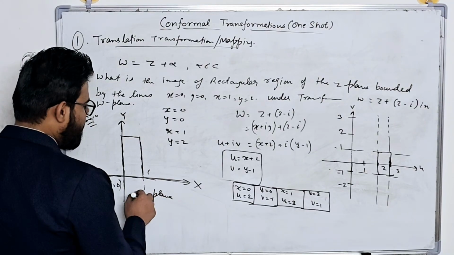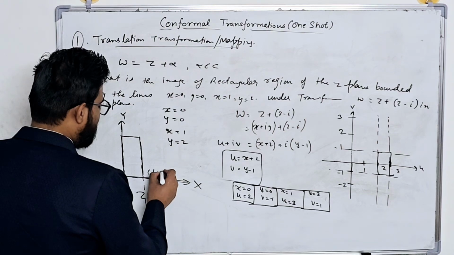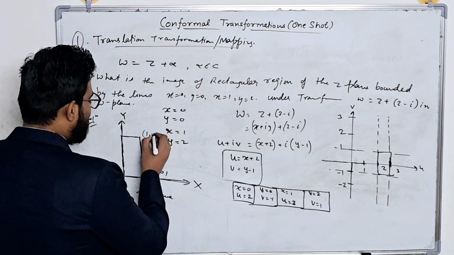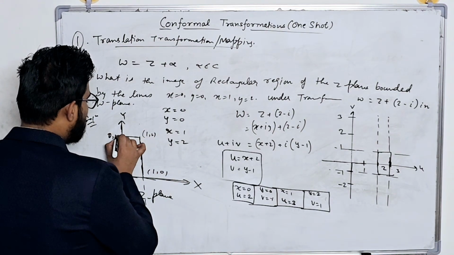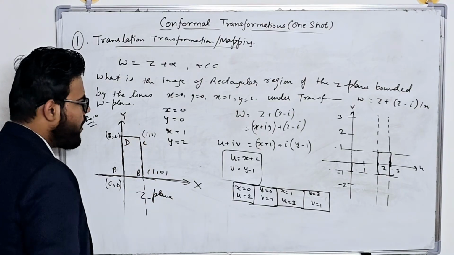So this is 0 comma 0, right? This is which point? This is 1 comma 0, and this is 1 comma 2, and this is 0 comma 2, right? So this is A, this is B, this is C, and this is D, right?